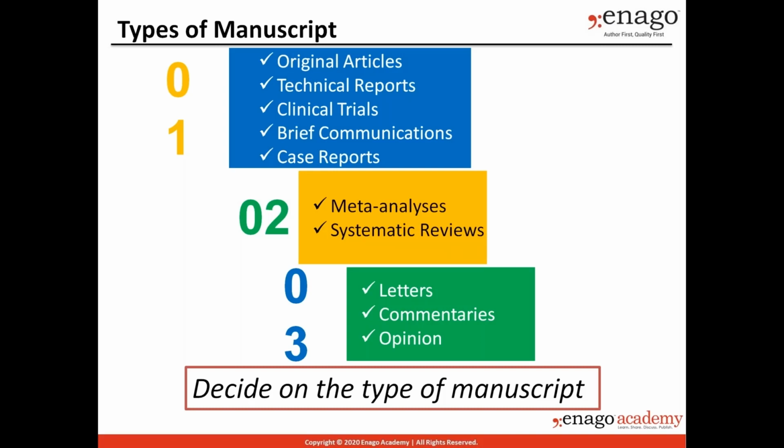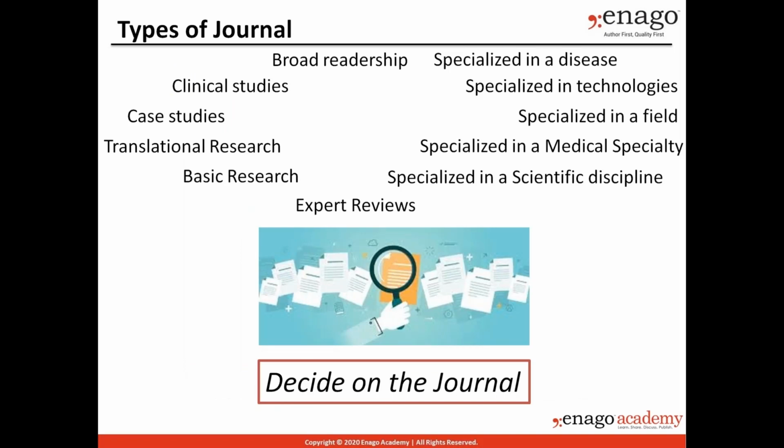Very important to make this decision first, because this will guide you through all the next steps. What type of journal is it that you want to aim at? Are you aiming for a journal with a broader readership, which will likely be higher impact but more competitive, or something specialized in a specific disease? This will ensure that your article reaches a more targeted audience, readers that are specialized in your field. Both cases have their pros and cons.